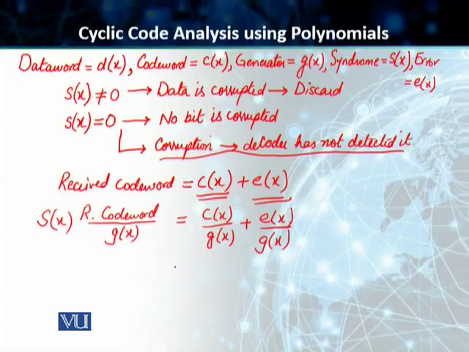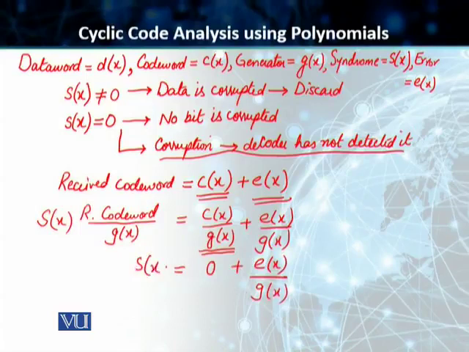Now students, note that in this case, the first term on the right hand side has got a remainder of 0. According to our definition, when the actual code word that is sent is divided by the generator function, we should get a 0. So students, in this case, this is going to be 0. So our actual syndrome will be equal to the error divided by the generator function.